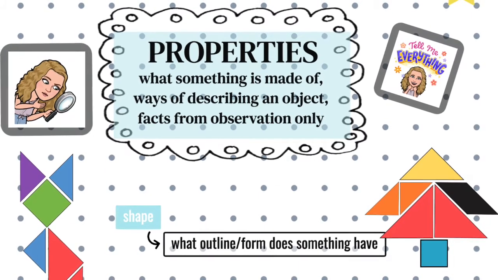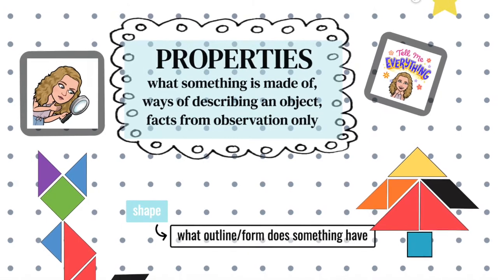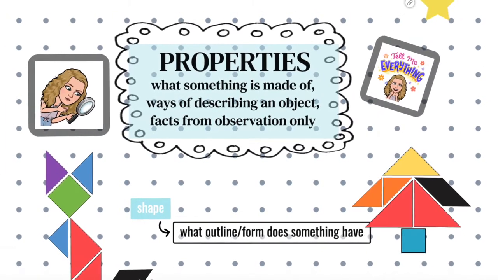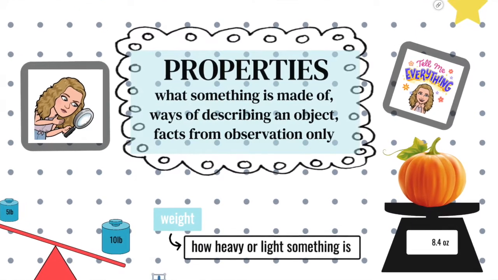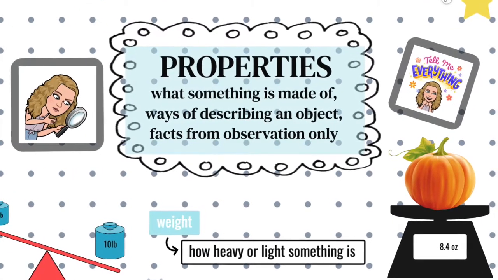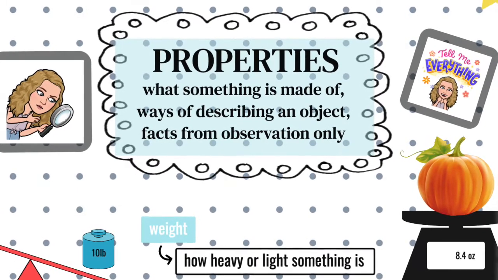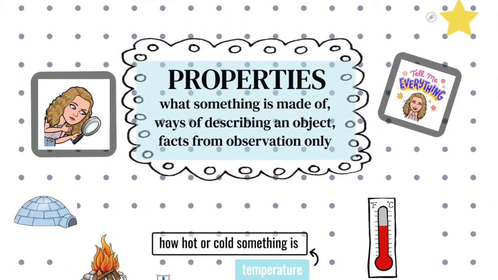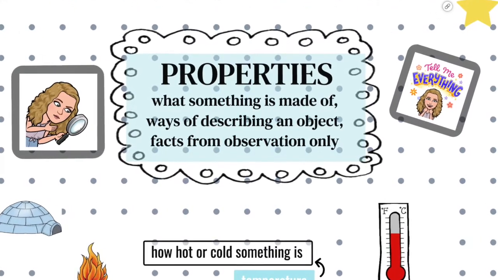The property of shape tells what outline or form something has. The property of weight tells how heavy or light something is. The temperature property tells how hot or cold something is.